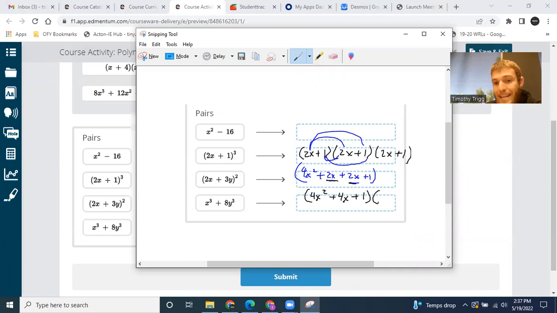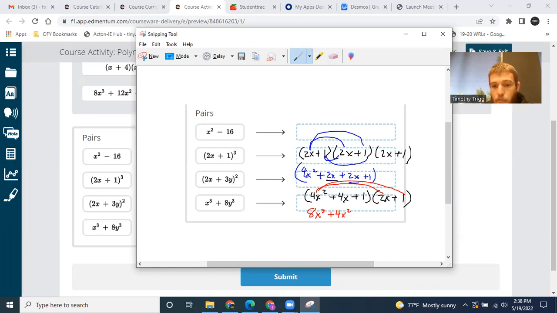Now we also have to multiply by another 2x plus 1 here. So this power of 3 means we have to multiply by another binomial. Each term in this trinomial multiplies with each term in this binomial. So 4x squared is going to multiply with each of them, then 4x is going to multiply by each of them, and then 1 is going to multiply by each of them, and then combine like terms once again. So 4x squared times 2x is 8x to the third, because x times x makes x to the third. Then 4x squared times 1 is 4x squared.